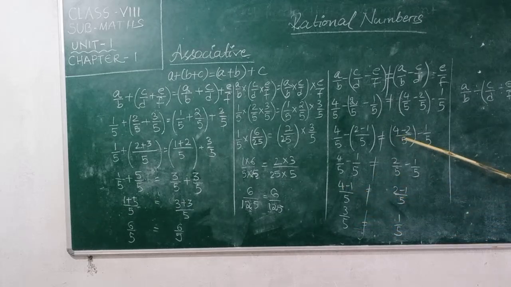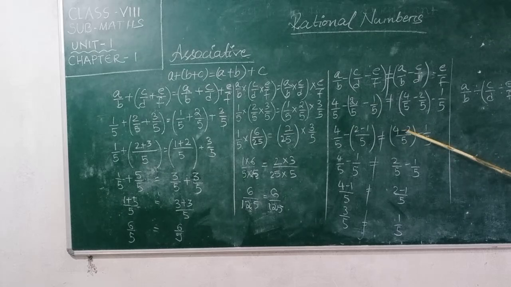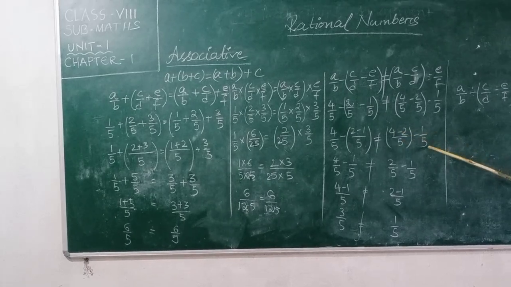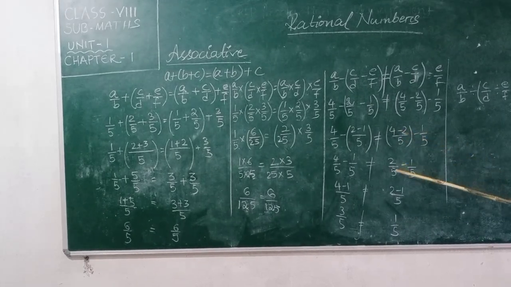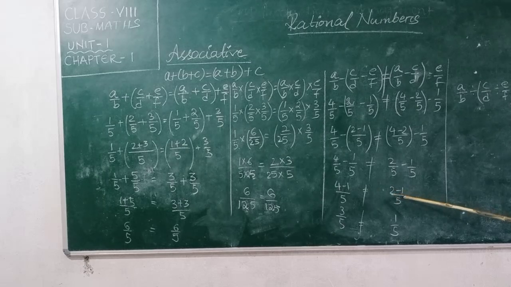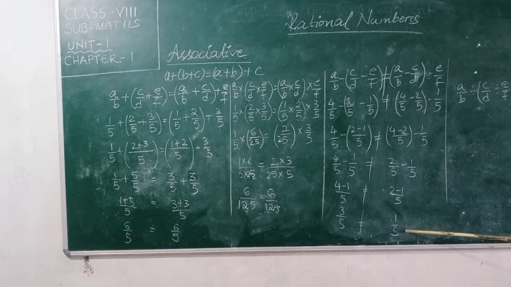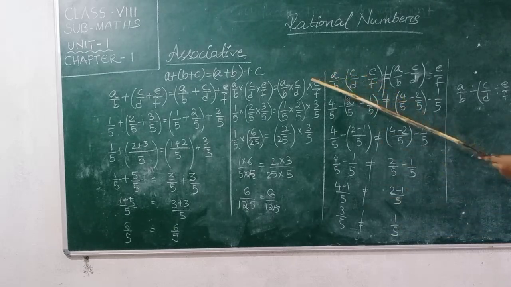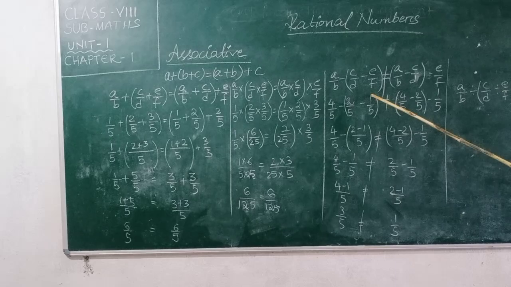So when we go to the RHS, 4 minus 2 by 5 minus 1 by 5. So 4 minus 2 is 2 by 5 minus 1 by 5. So the denominator is the same, and we subtract the numerators directly, 2 minus 1 by 5. So 2 minus 1 is 1 by 5. 3 by 5 is not equal to 1 by 5. So what can we conclude from this? Associative property will not hold under subtraction.